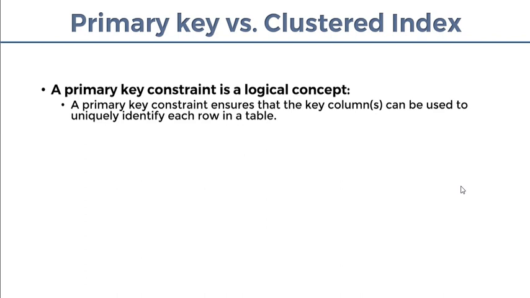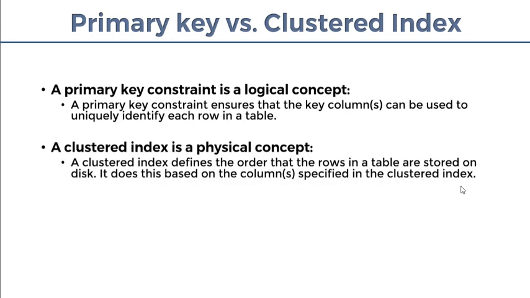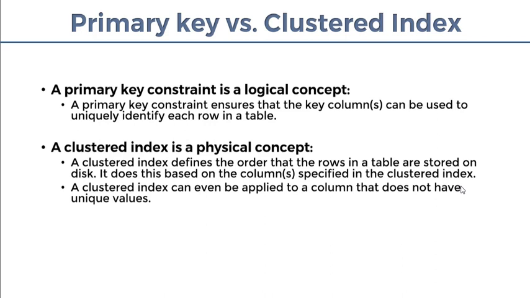Let's see primary key versus clustered index. A primary key constraint is a logical concept. A primary key constraint ensures that the key columns can be used to uniquely identify each row in a table, right? A clustered index is a physical concept. A clustered index defines the order that the rows in a table are stored on disk. It does this based on the column specified in the clustered index.